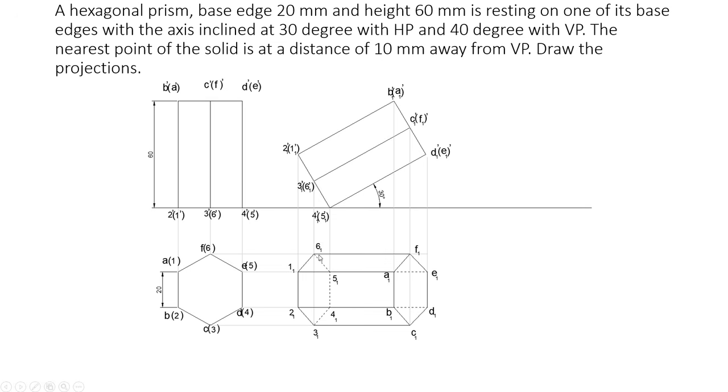So you want to mark 6-5, 5-4, 4-3, and also 4D and 5E as invisible lines. And the remaining two lines, 1A and 2B, will be visible. So you want to mark 1A as visible and 2B as visible.